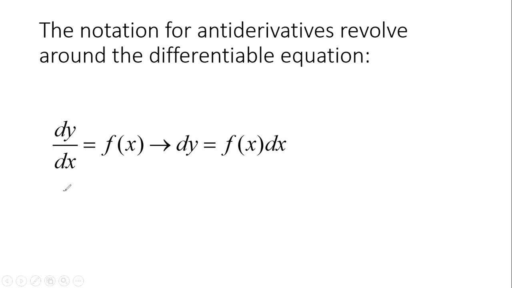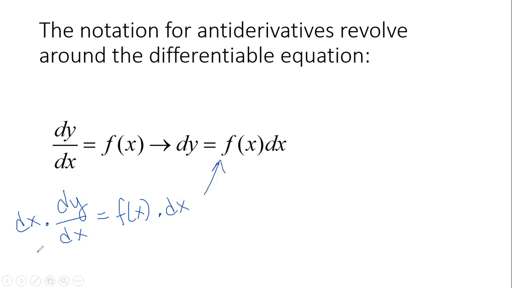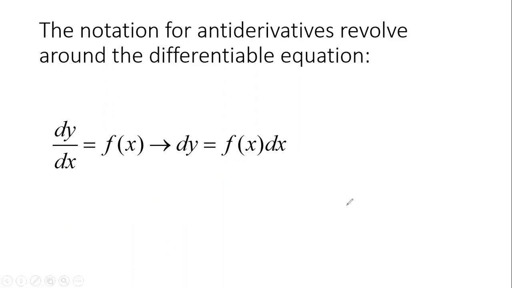Okay, so essentially we've got dy over dx is going to be equal to f of x. And all we're doing here is we're multiplying by dx on both sides to get that dy is equal to f of x times dx. Okay, again, we'll talk about on the next slide why it's f of x and not f prime of x. It's just general notation here.